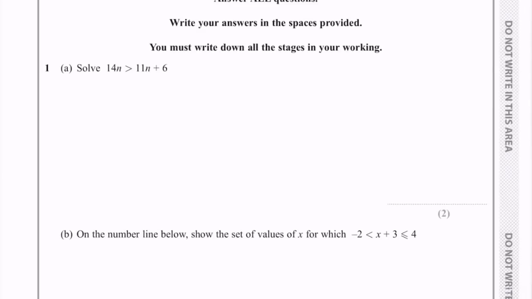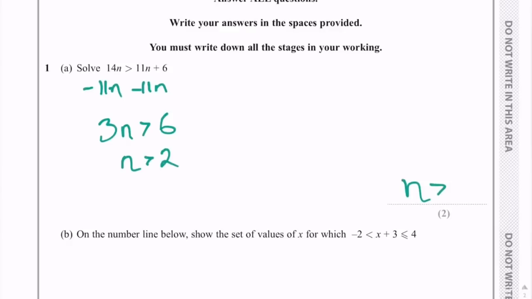First question is asking us to solve an inequality. We treat this in a very similar way to an equation. So we want to get our n's on one side and our numbers on the other. So here we can take away 11n from both sides, and we end up with 3n is bigger than 6. And here we go, dividing both sides by 3, we get n is bigger than 2. So n is bigger than 2 is our first answer.